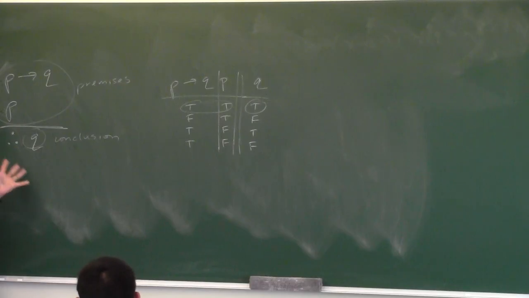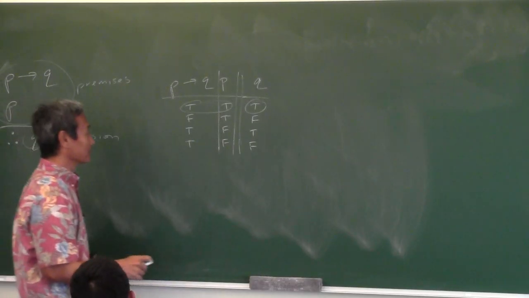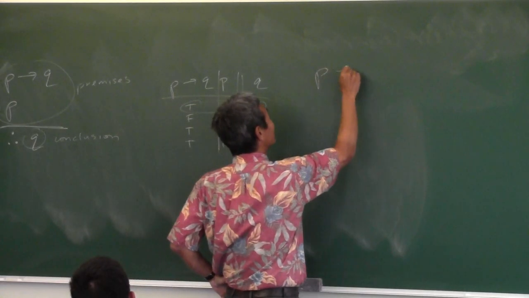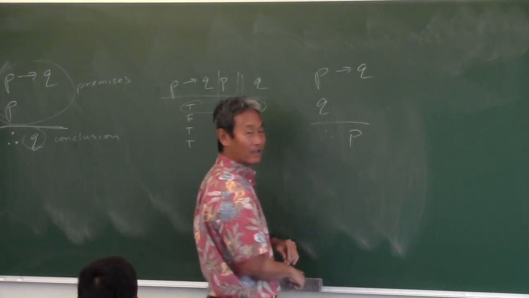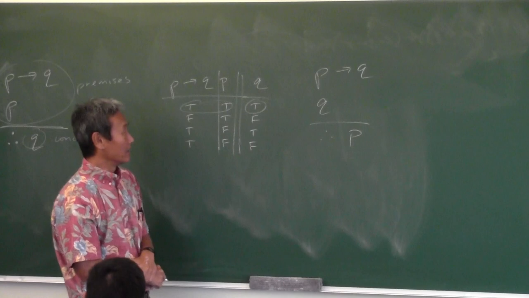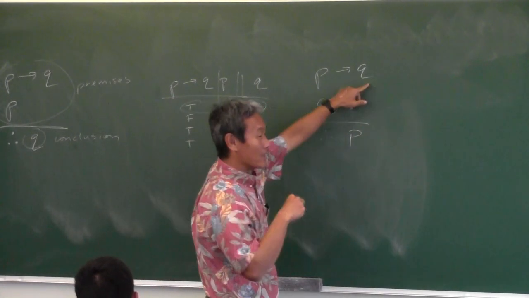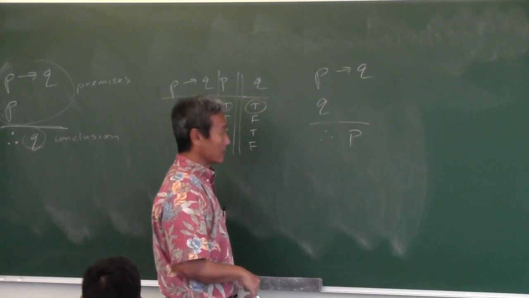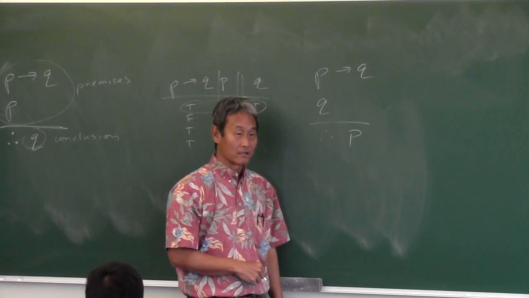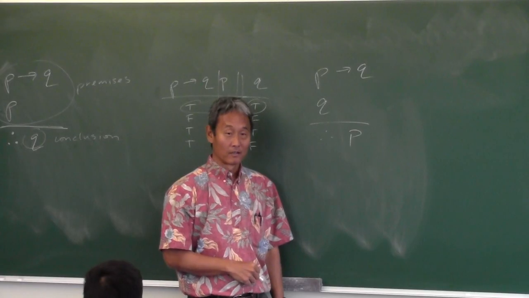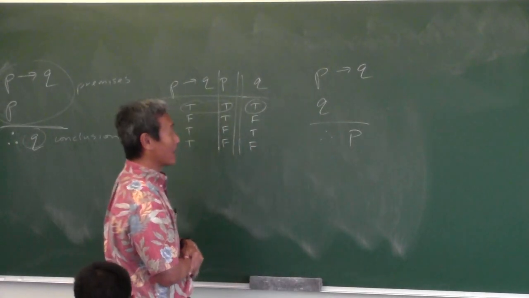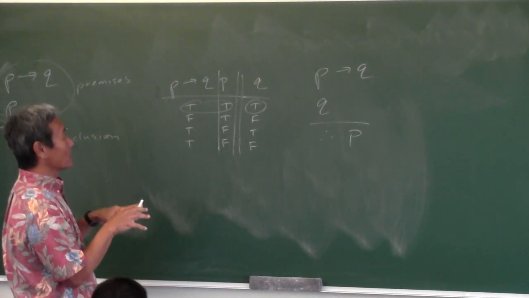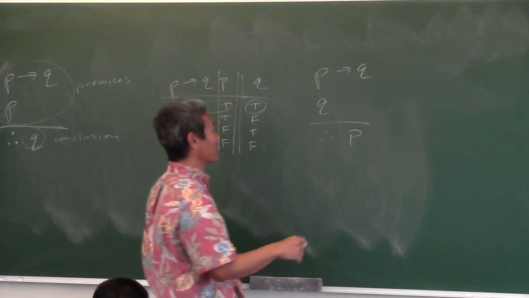Now, let's look at an invalid argument so you can see the difference. If P, then Q. Q, therefore P. If you do your homework, then I will pay you $5. You got paid $5. Therefore, can you say you did your homework? Not necessarily, right? I mean, if you just put in words like that. But just to see why this argument is invalid, let's make a truth table, just like here.